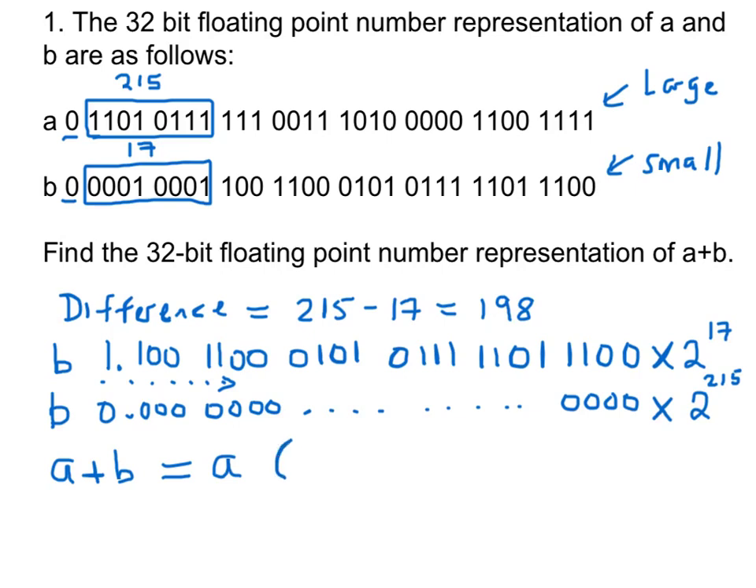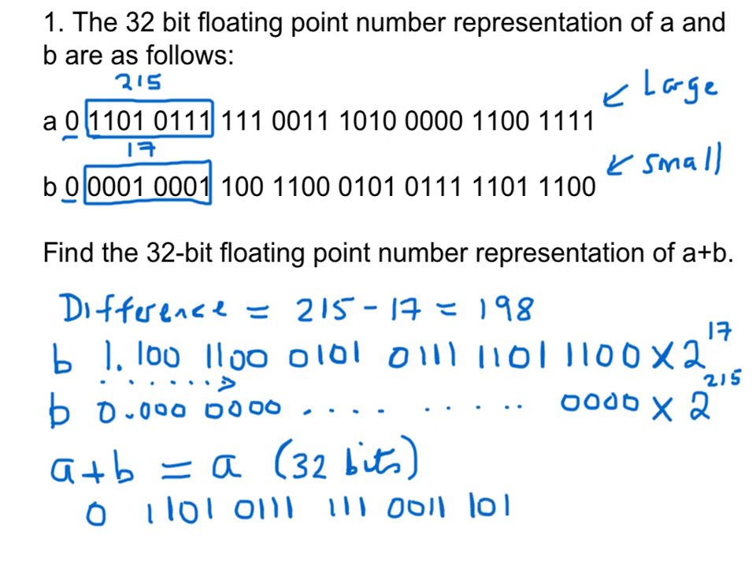So what the computer stores in 32 bits is exactly what it has stored for A. If you want me to write that down, that's 0, 1, 1, 0, 1, 0, 1, 1, 1, 1, 1, 1, 0, 0, 1, 1, 1, 0, 1, 0, 0, 0, 0, 0, 1, 1, 0, 0, and lastly 1, 1, 1, 1. So that's the solution to A plus B.